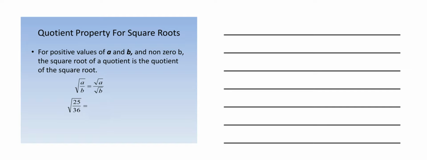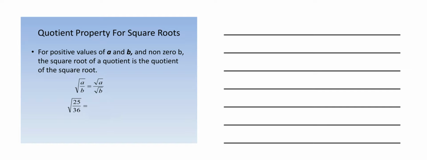Quotient property for square roots. For positive values of a and b, and non-zero b, the square root of a quotient is the quotient of the square roots. Well, all that means is that we can split up square roots into individual radicands as long as there's pure multiplication or division. In this case, division, right? Hence the reason it's called a quotient.